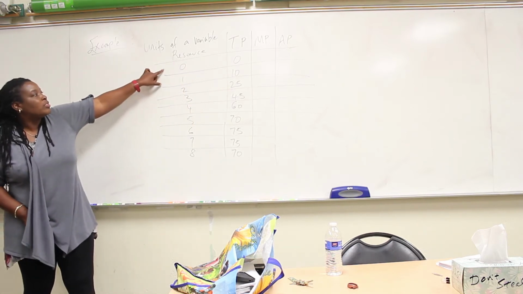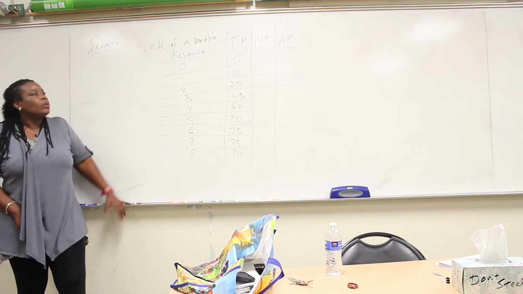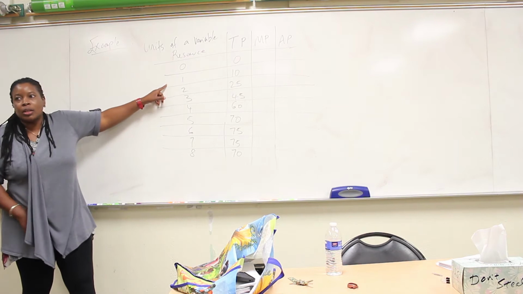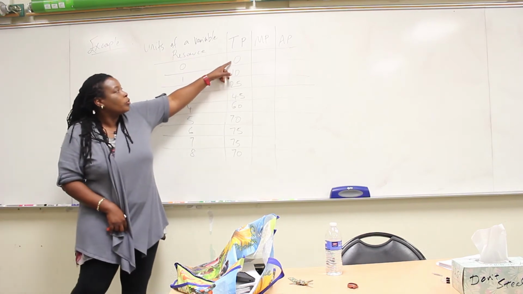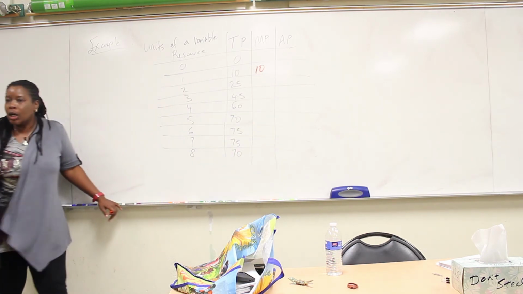Now, as we move from 0 to 1, what's the marginal product? By hiring an additional person, the change in our total product moves from 0 to 10. So that's 10. So you calculate marginal product.